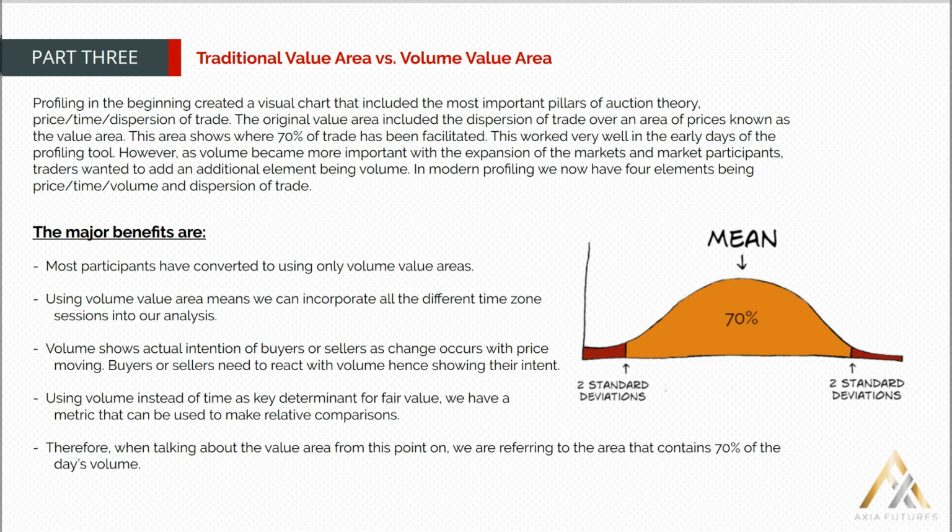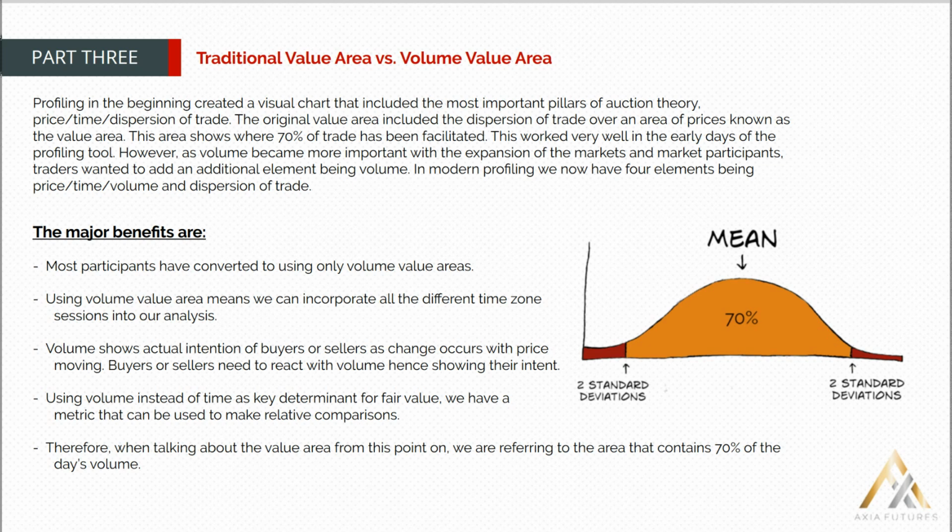The next benefit is using volume instead of time as a key determinant for fair value. We have a metric that can be used to make relative comparisons, and that's one of the key highlights, guys. Volume you can compare on a relative basis, whereas time is not as easy to compare over a 24-hour session, because markets are pretty much 24 hours now, and sometimes you have big institutions or large players in the market, and then sometimes you have no one in the market. So using time is not the best relative tool in comparison to volume.